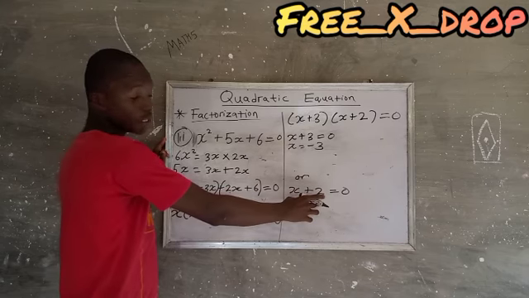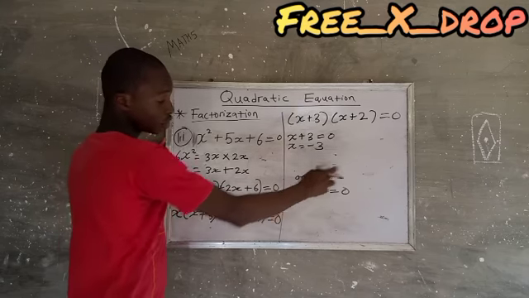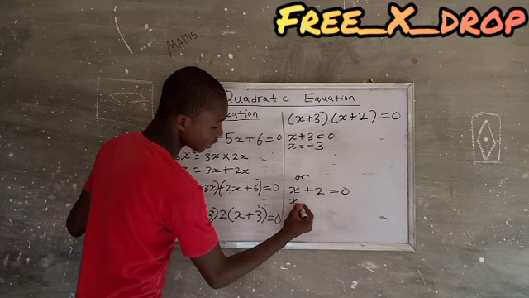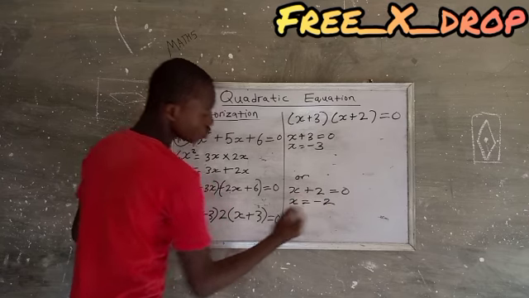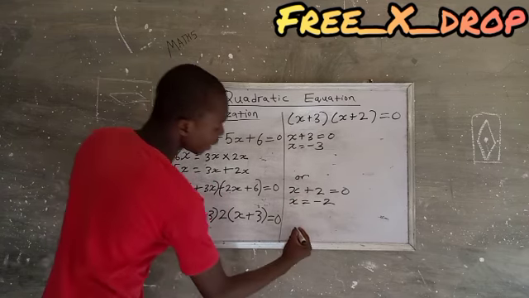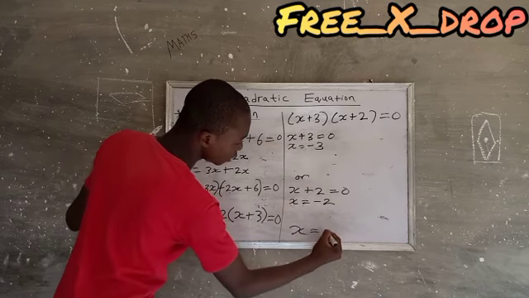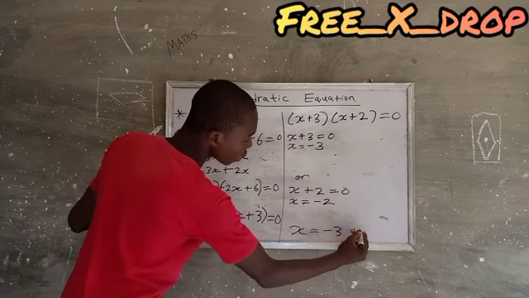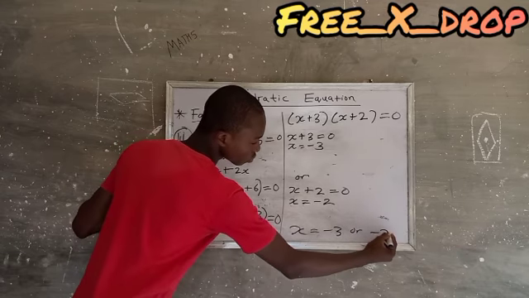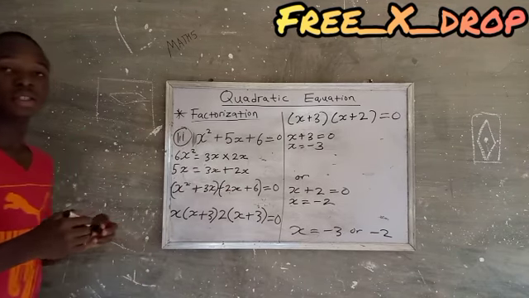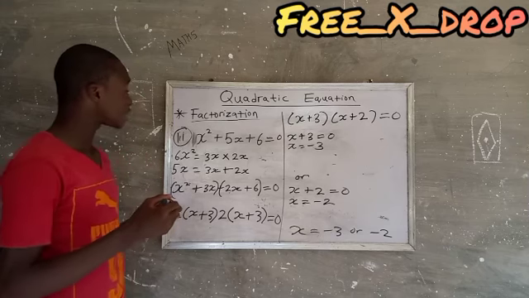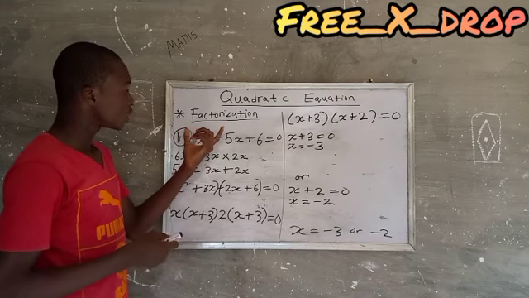Now for this one, to find your x, you simply collect like terms. X will now be equal to minus 2. Now what is your final answer? X is equal to minus 3 or equal to minus 2. Now that's your two answers for this quadratic equation. So it's as easy as that. Now you see how we solved this.